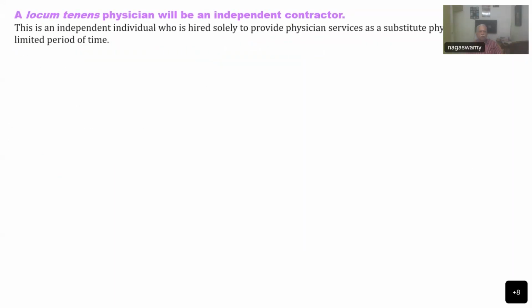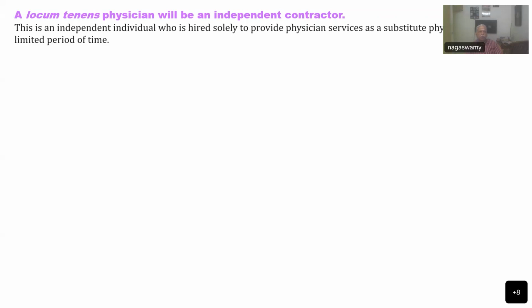And a locum tenens physician will be an independent contractor. This is what I meant by the visiting consultant. The locum tenens physician, or sometimes, in the Western countries, what is called a locum physician. That is, a practicing doctor may go on leave, say for about a month or so, and he can recommend somebody whom he knows to occupy his position during his absence. Then he becomes what is called a locum consultant, and he becomes an independent contractor. He will not be treated as a full-time employee because he is only a temporary substitute for the full-time employee.